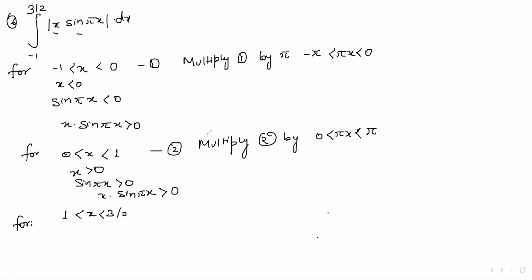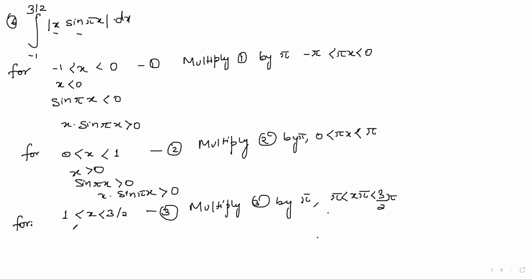1, 2, 3 pi by 2. Now what will happen here? Let this be 3. Multiply 3 by pi. So how much will this become? This will give you pi is less than x pi is less than 3 by 2 pi. So this means third quadrant.